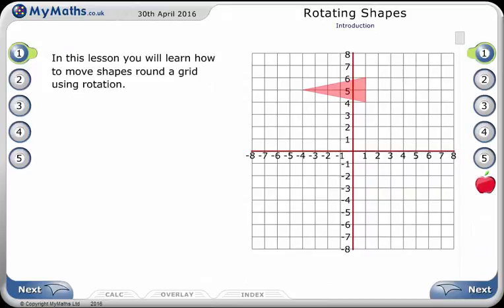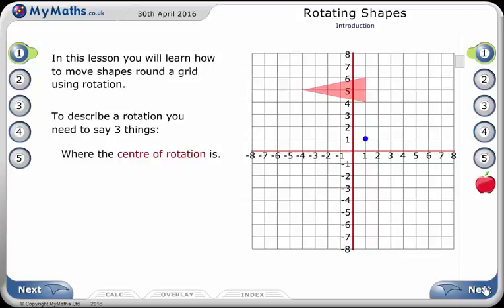If you remember, when we did the lesson on rotation, we discussed how we rotate an object on a grid. And we decided that there were some rules about how you described it. There were three things that you had to be able to note to help describe fully the rotation. The first of these was, where's the center of the rotation? Now in the case of this diagram, the blue dot indicates where we're going to rotate it about. It's at x equals 1, y equals 1.